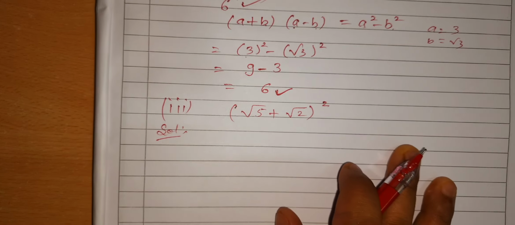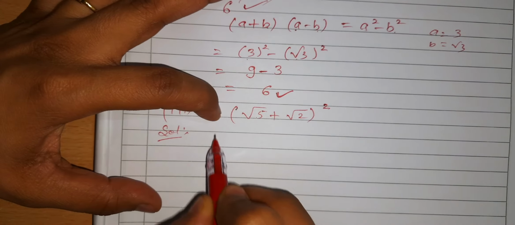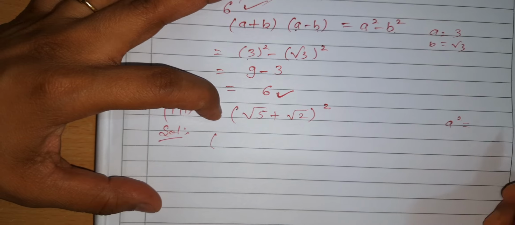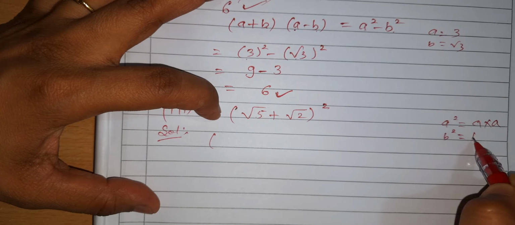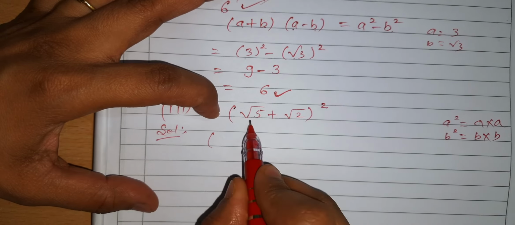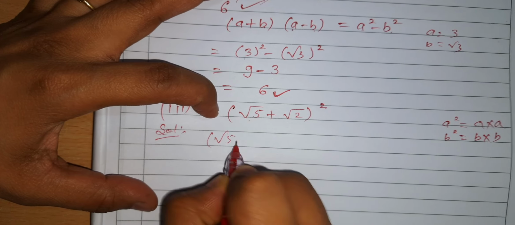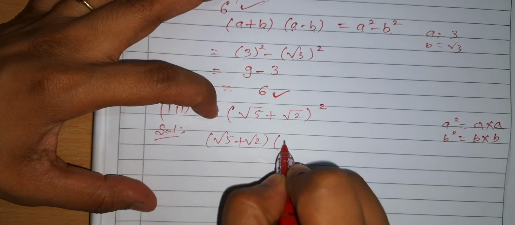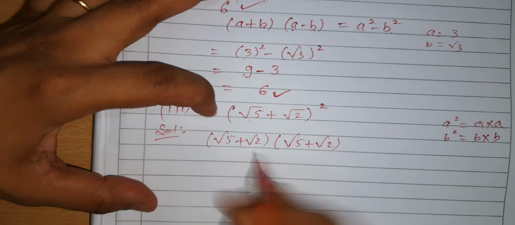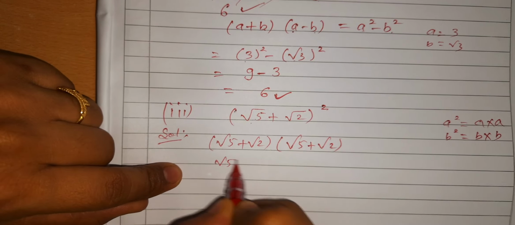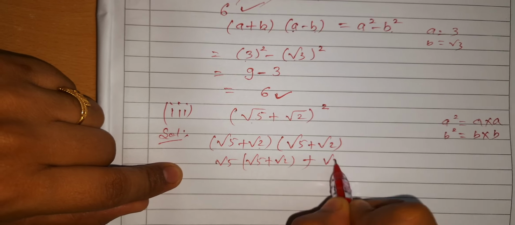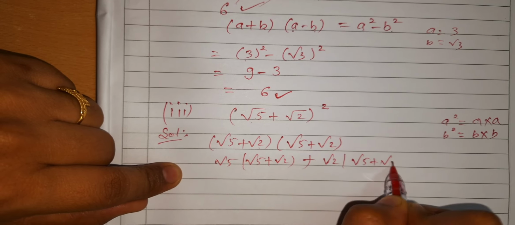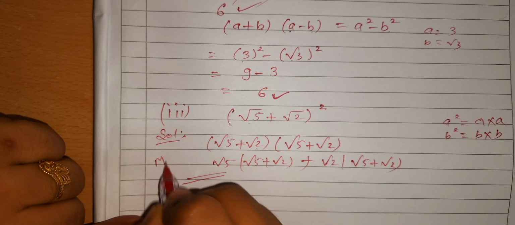So again there are two ways. First way, if it is written a square, it means a multiplied by a. If it is written b square, it means b multiplied by b. Similarly, this term squared means root 2 plus root 5 plus root 2 multiplied by root 5 plus root 2. Then root 5 multiplied by this bracket plus root 2 multiplied by this bracket. So this is the first method.